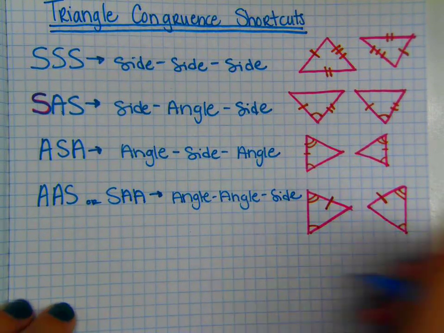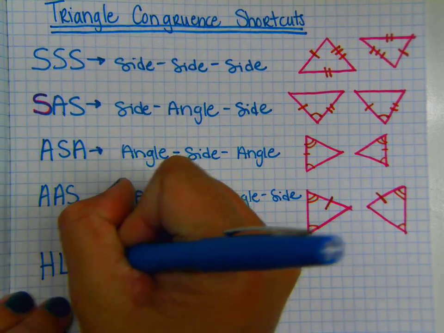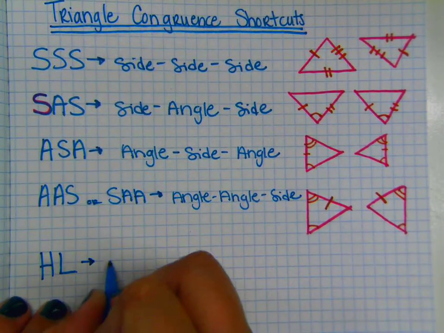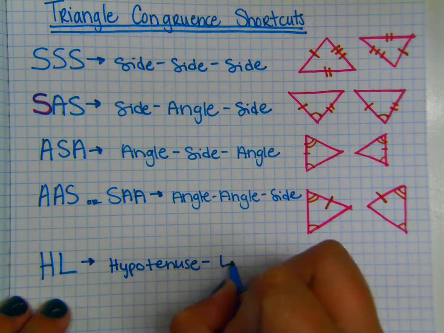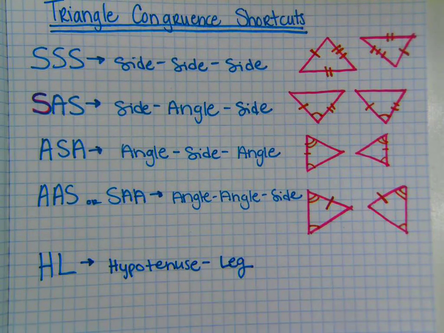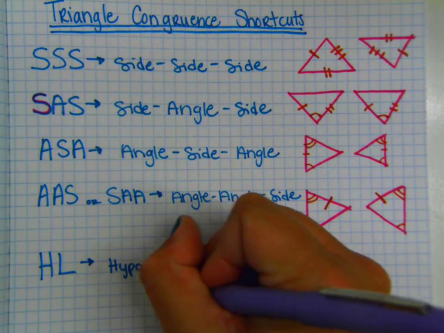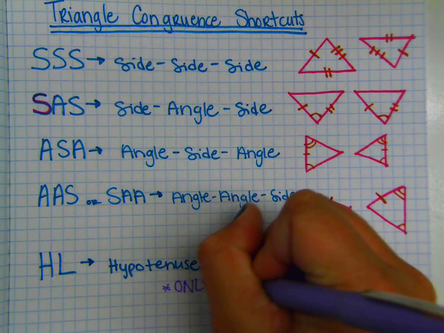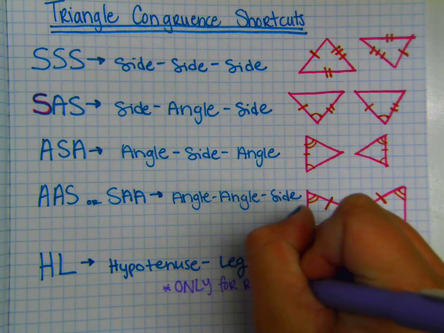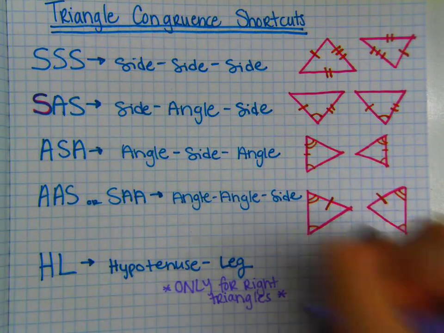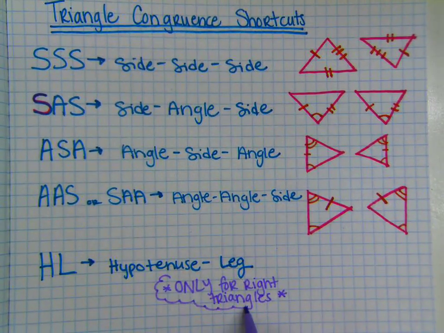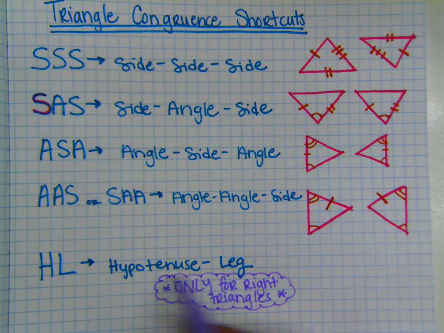And then the last one that we have is HL, and that stands for hypotenuse leg. And hypotenuse leg is a different one because the only time you can use hypotenuse leg is when you have a right triangle. So hypotenuse leg is only for right triangles. And that's really, really important to remember. You can't use hypotenuse leg unless you have two right triangles.